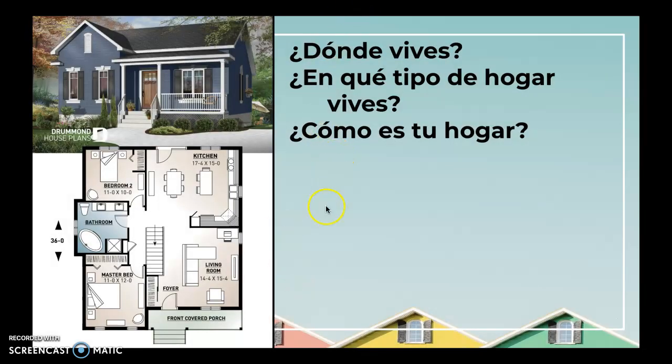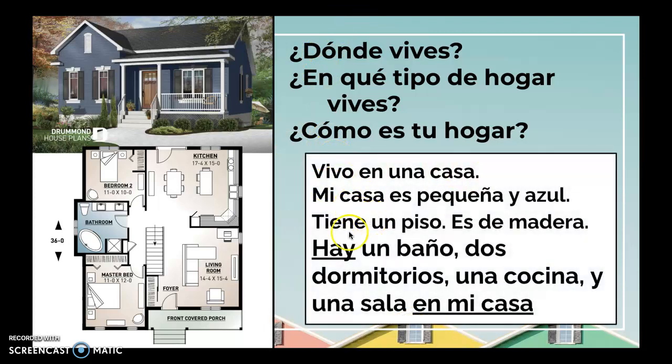Okay. Now, there is a different way you could do this. So our same questions, same beginning part, but instead of saying tiene, you could say hay. There is or there are. Hay un baño, 2 dormitorios, una cocina, y una sala. I'm going to add this little part. You don't necessarily have to use it. En mi casa, in my house. So you'd say there is or there are, list the rooms, and in my house.